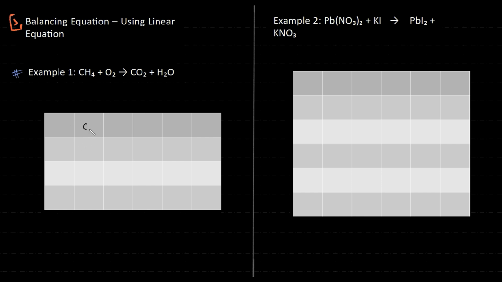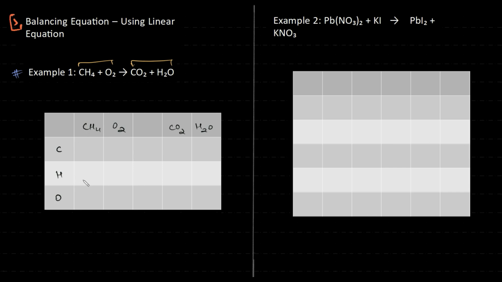So we have CH4, O2, CO2 and H2O. I have a table. What I'm doing is writing the reactants and the products in the upper row. Along the first column, we have carbon, hydrogen, oxygen. These are the atoms that are involved in the reaction. I'm listing them out.